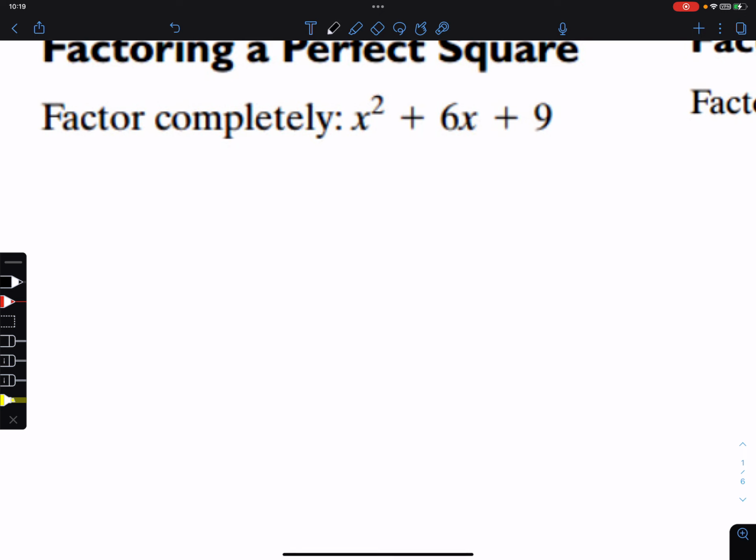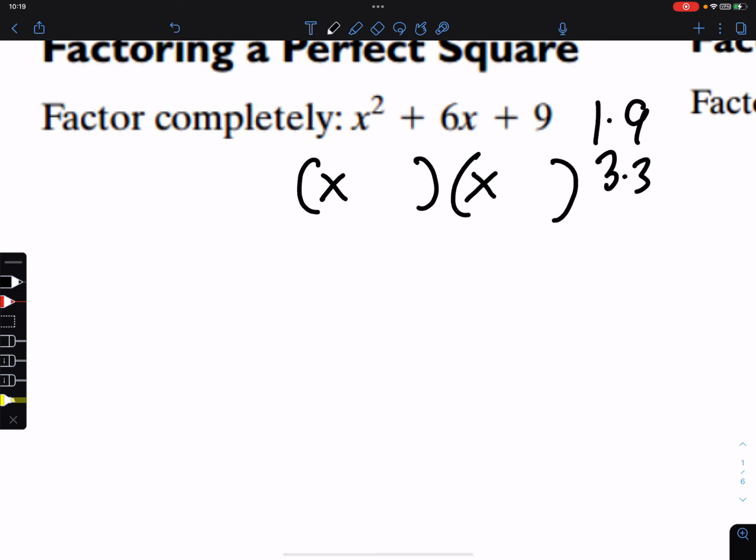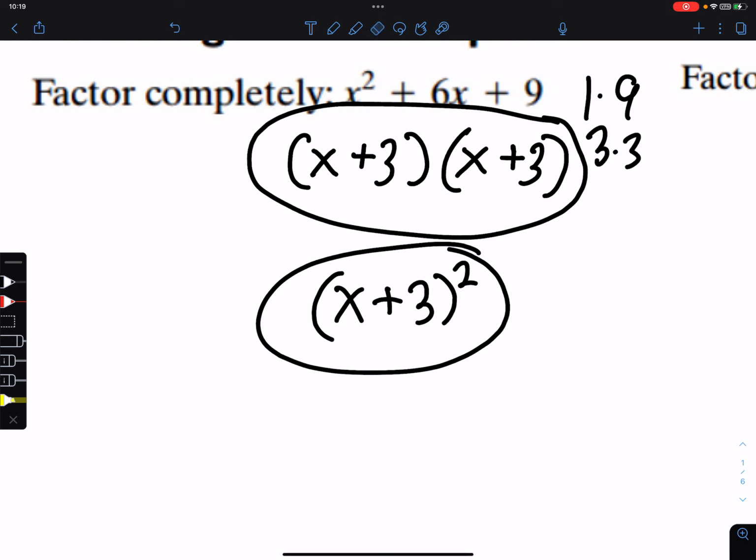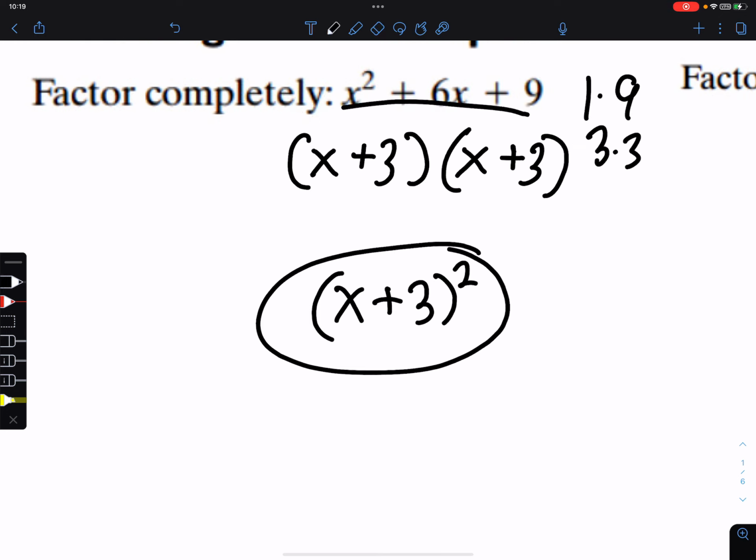Okay, you just put down your two parentheses. What times what will give me x squared? x times x. What times what will give me 9? The possibilities are 1 times 9 and 3 times 3. How do we get 6 from them, right? So it should be plus 3 and plus 3. And this would be a fine answer, but sometimes you need to write it as x plus 3 squared. And so yeah, both of them are correct.